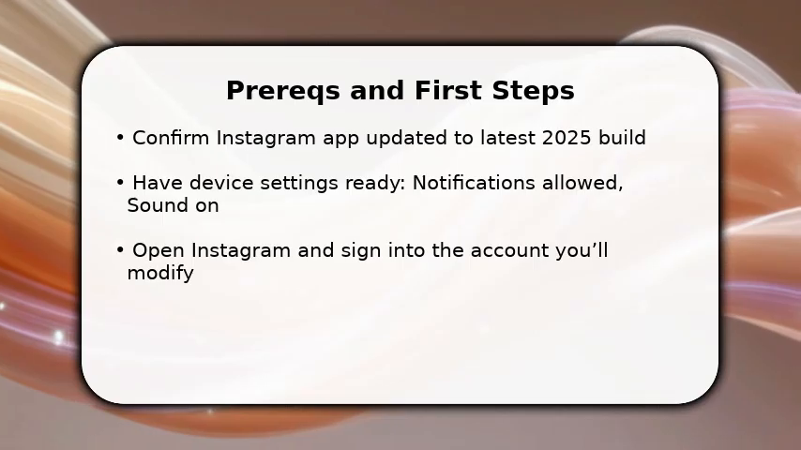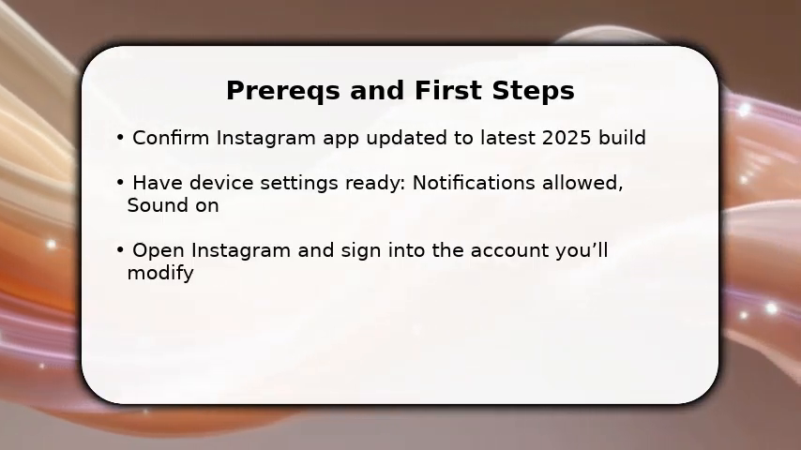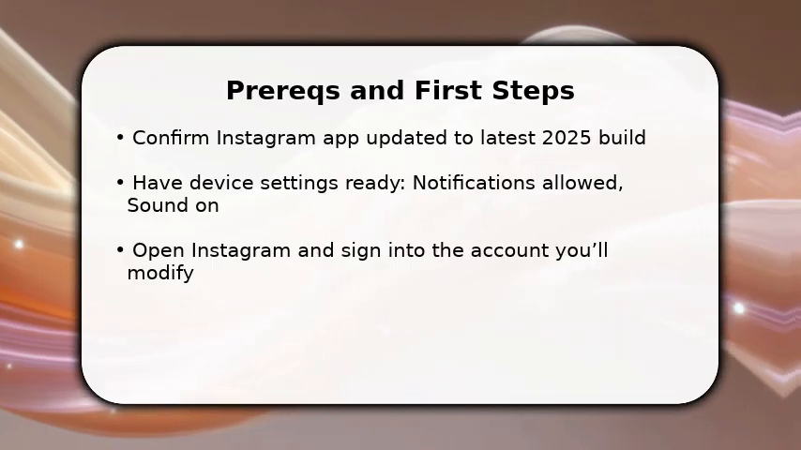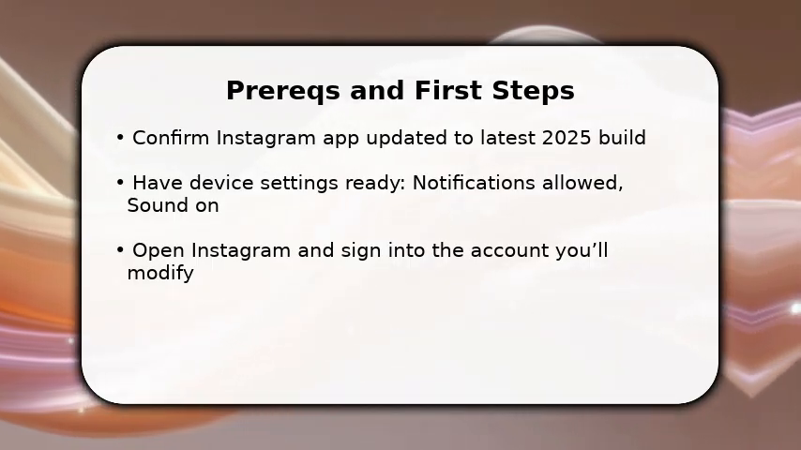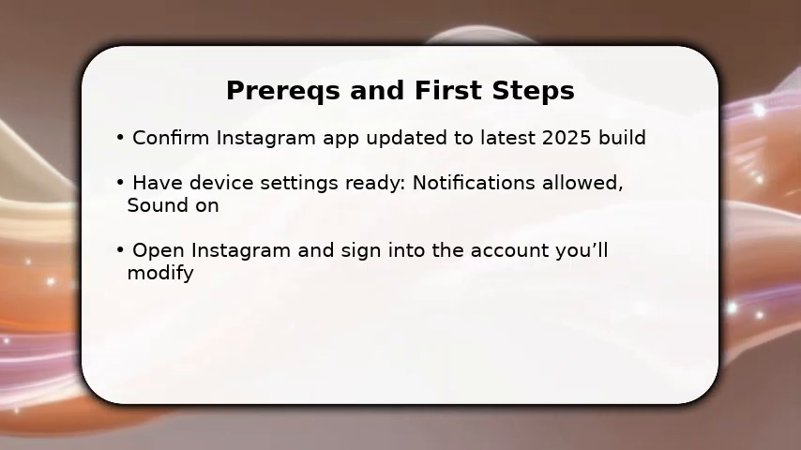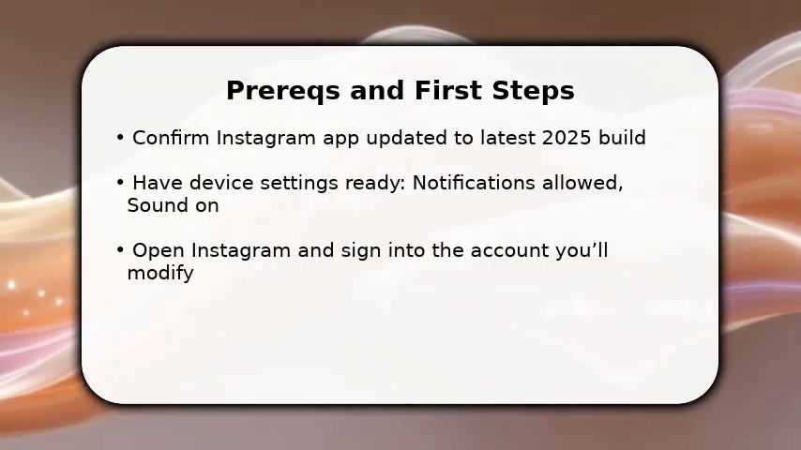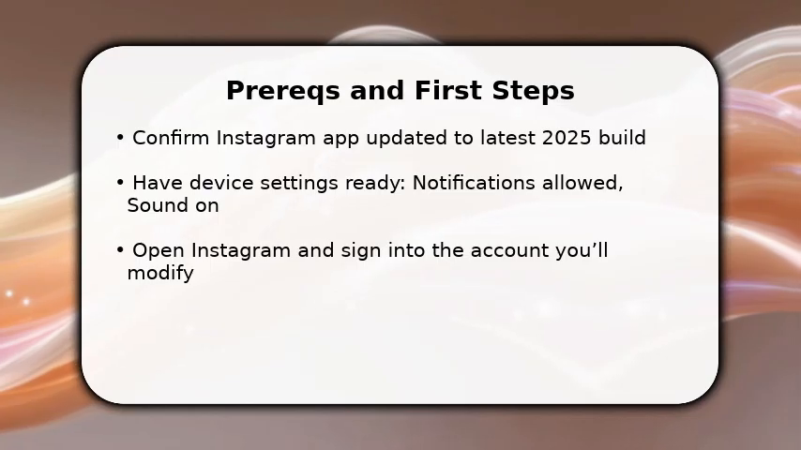You'll start by confirming two things. The Instagram app is updated and your device allows app sounds. Once done, open Instagram and go straight to your profile. Don't detour. Tap the menu, then Settings, then Notifications. You're taking the single supported path in 2025 that leads to in-app sound controls.